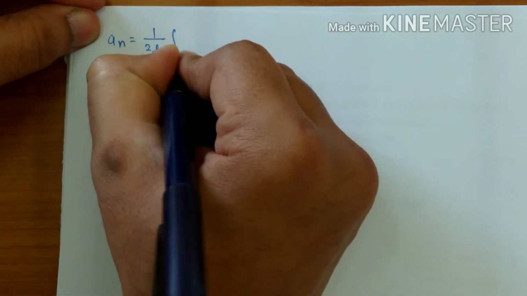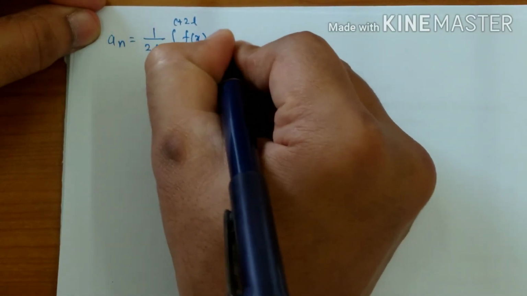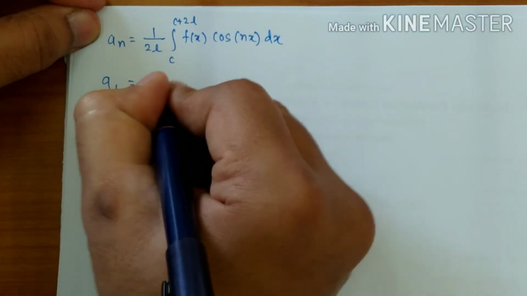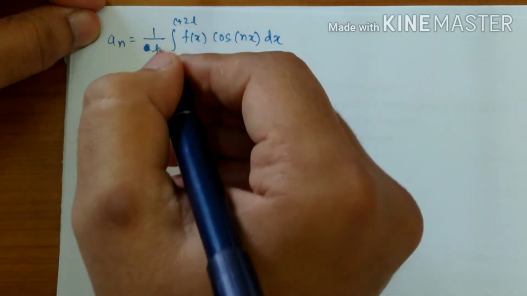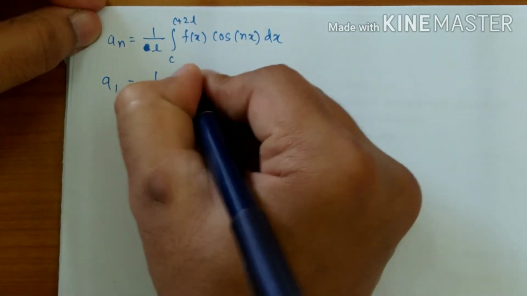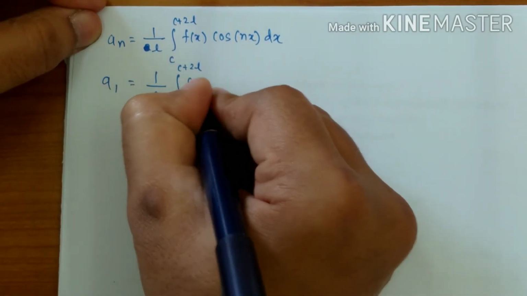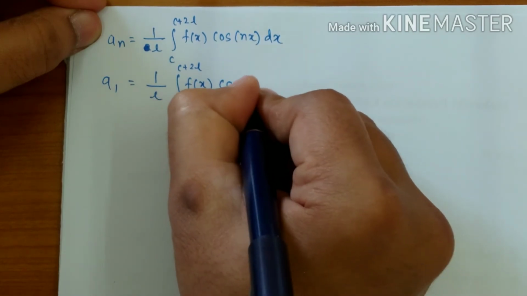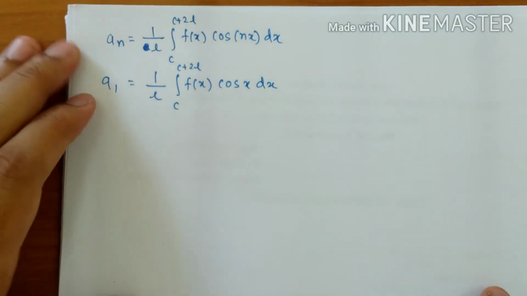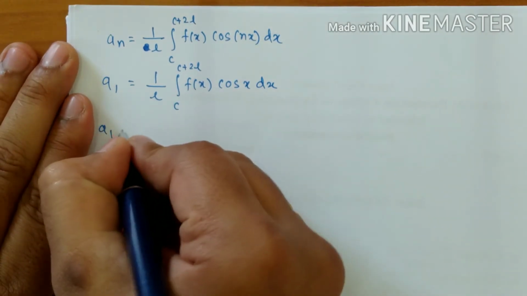Okay, tell me what is the formula for an? 1 upon L integration from c to c plus 2L f of x into cos nx dx. Therefore a1 becomes, sorry, not 1 upon 2L, it's 1 upon L. For a1 it becomes 1 upon L integration from c to c plus 2L f of x into cos x dx. Is this clear? Substitute the value of L and limits.